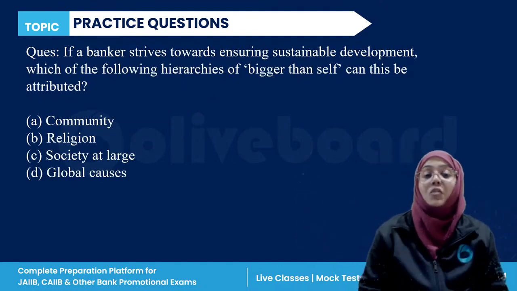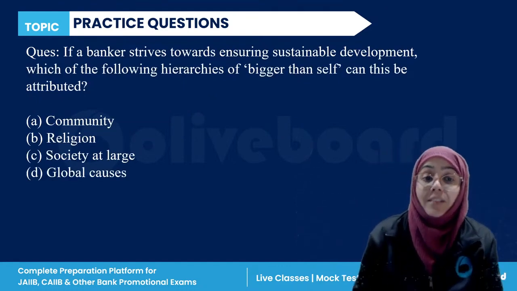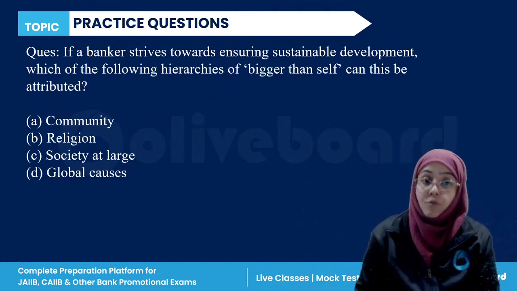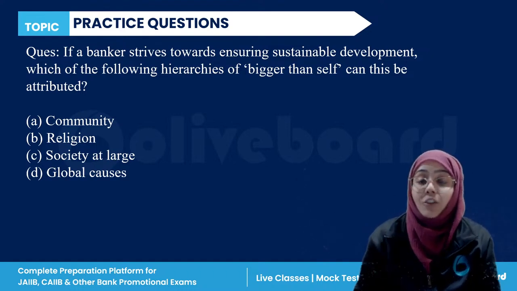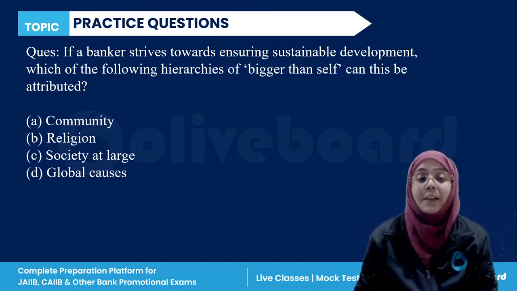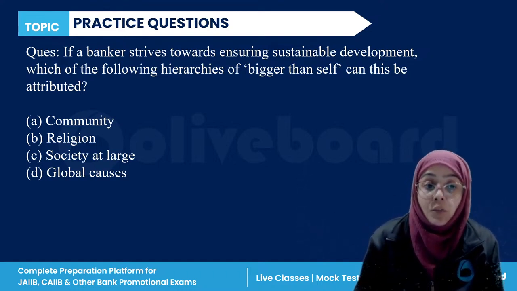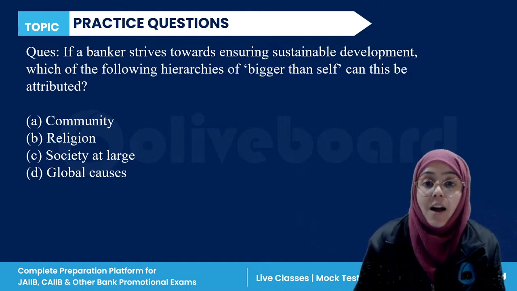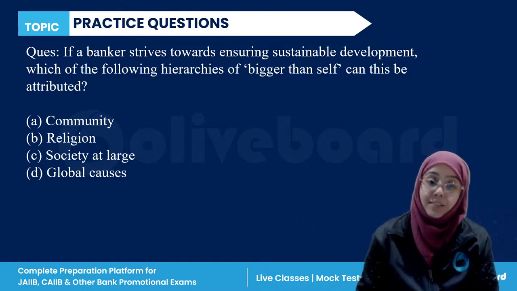Next, if a bank strives towards ensuring sustainable development, which of the following hierarchies of bigger than self can be attributed? Community, religion, society at large, or global cause?